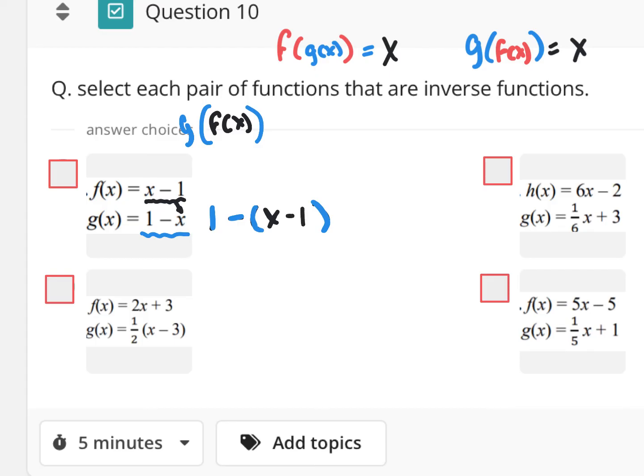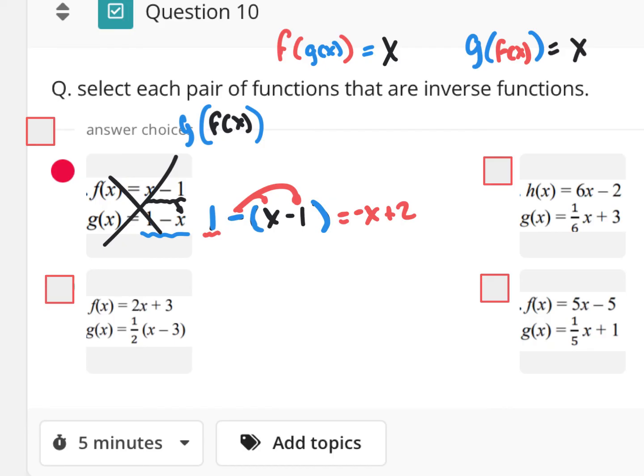And when you simplify this, will you get x? And the answer is no, you don't get x, right? That's a minus x, and 1 with the plus 1, that would be 2. So you would actually get negative x plus 2, and they're not inverse functions, right? So this is not it. As you can see, that's a red dot. Move on to the next one.